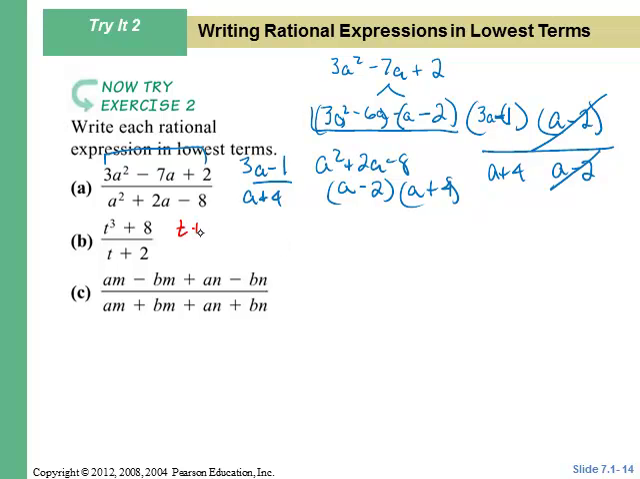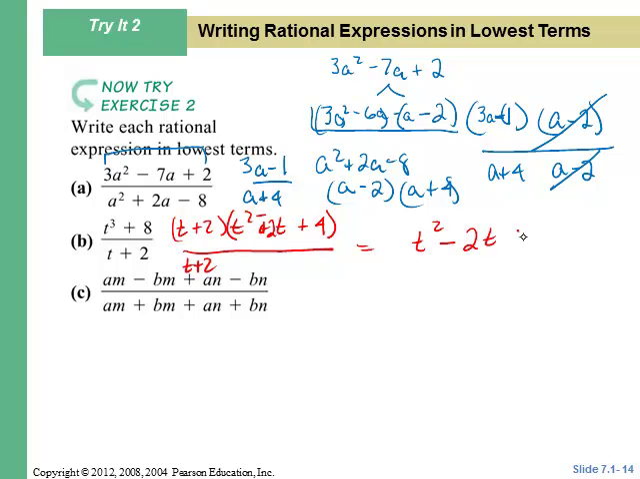Numerator factors into t plus 2, t squared plus t, 2t, minus 2t plus 4 over t plus 2. So our answer is just the numerator, t squared minus 2t plus 4.